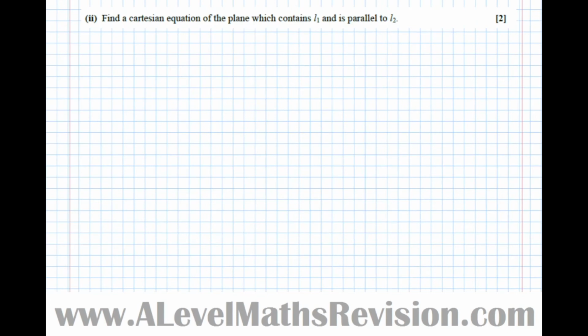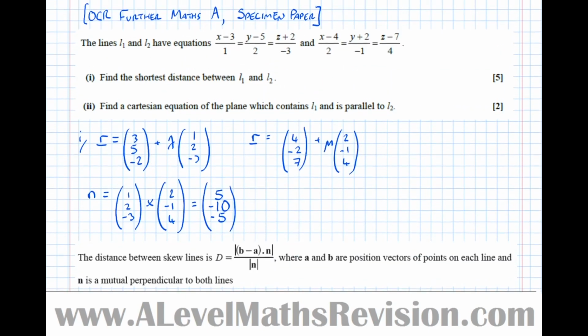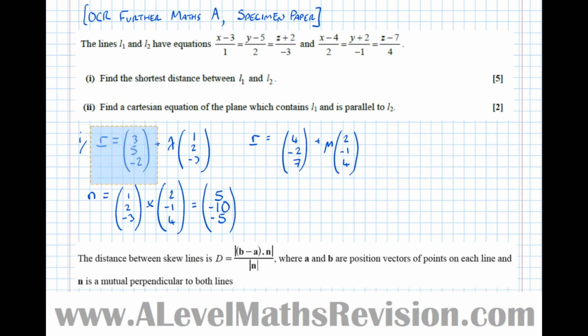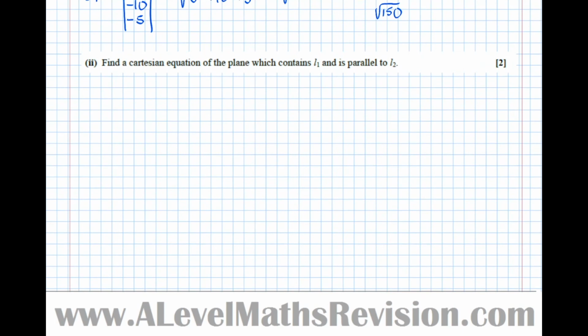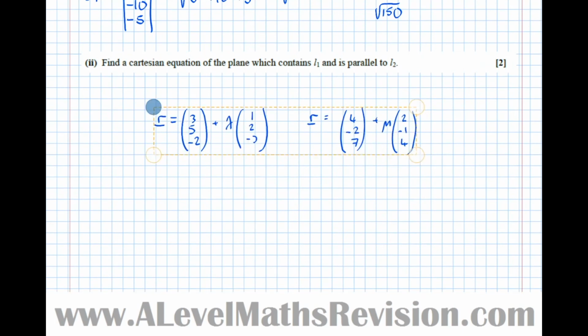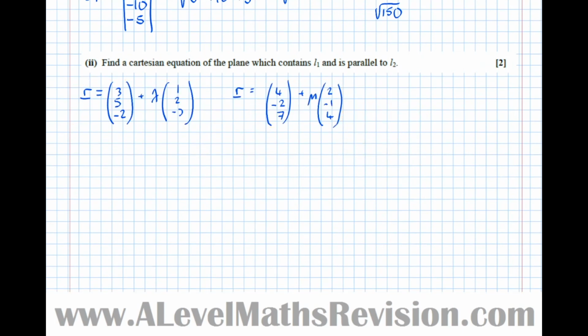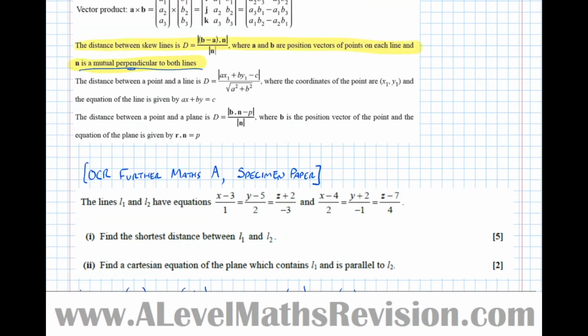So let's remind ourselves of part 2 of the question now. It said find a Cartesian equation of the plane which contains L1 and is parallel to L2. Well, we've got vector equations of each line now. We've got them here, so let's just copy and paste those. That's that there. So this first one is L1 and this second one is L2. So it's got to contain this line here and be parallel to this line here.